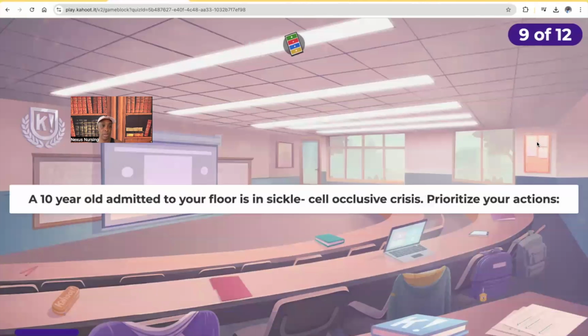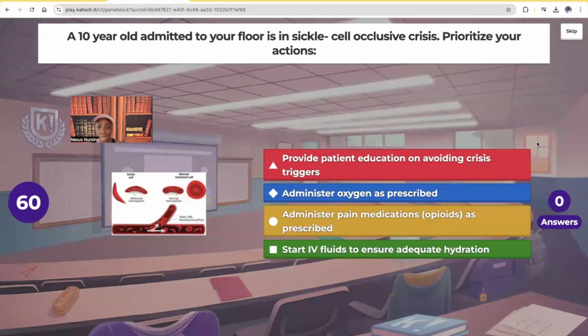All right, put in order. A 10-year-old's admitted to your floor in sickle cell occlusive crisis. Prioritize your actions. What are you going to do? Here are your options: provide the patient education on avoiding crisis triggers, administer oxygen as ordered, administer pain meds as ordered, start IV fluids to ensure hydration. Put in order of priority. First, second, third, fourth. What are you going to do?